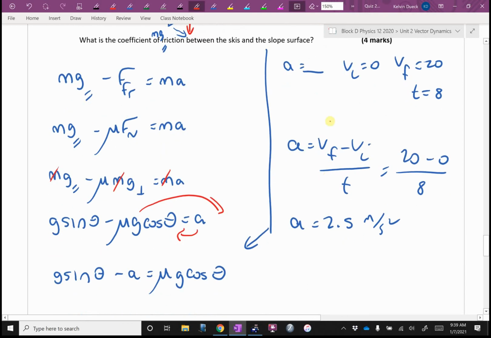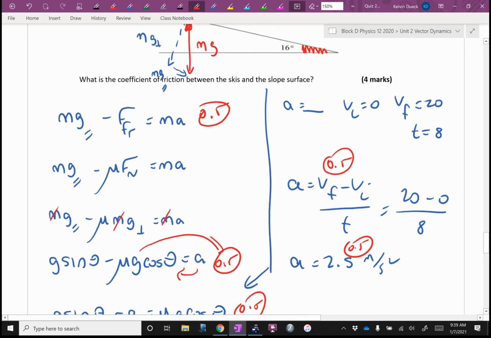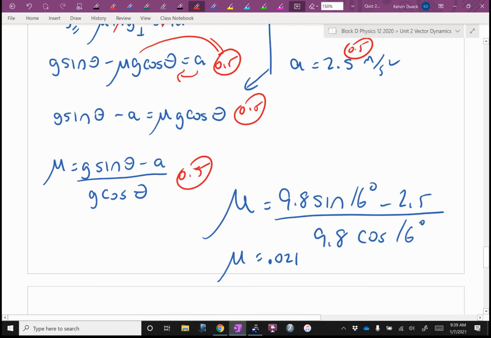I would probably give you half mark if I saw that and a half mark for finding a. Then I would give you half mark, I would probably give you half mark if I saw that, half mark if I saw that, half mark for that. What am I at now? 1, 2, 3. Half mark for the numbers, and then a half mark for the answer.